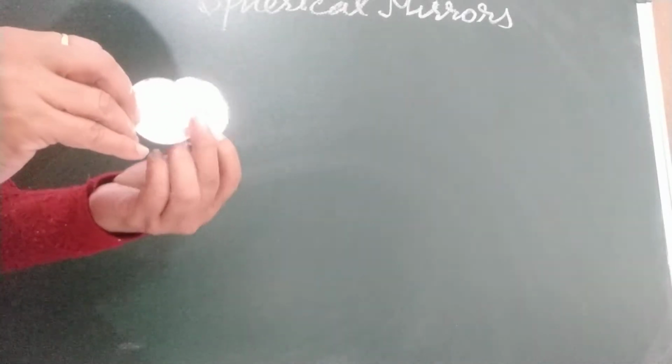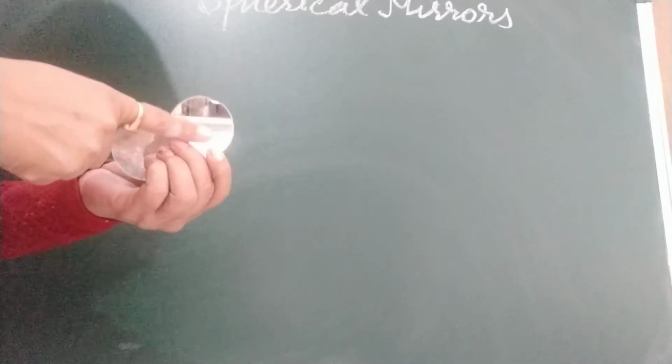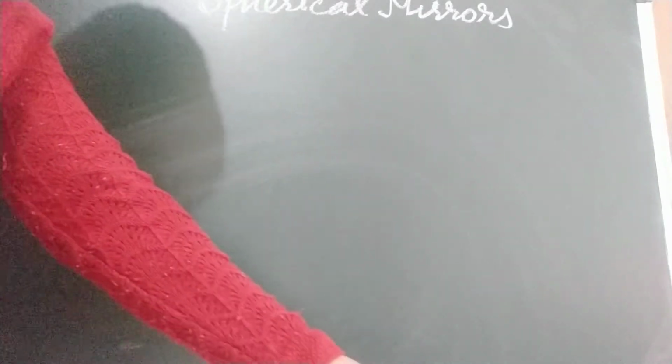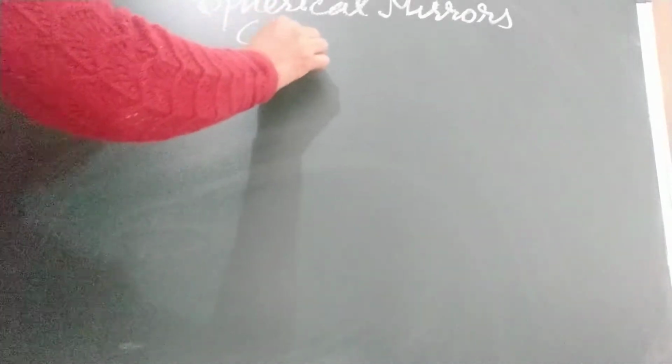Like I had shown you in the class, these two are curved surfaces. Okay, these two mirrors have curved surfaces when you touch them. Such mirrors are called curved mirrors, or spherical mirrors. A spherical mirror is a mirror whose smooth and polished reflecting surface is a curved surface.